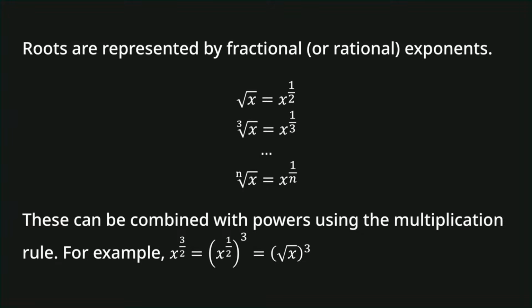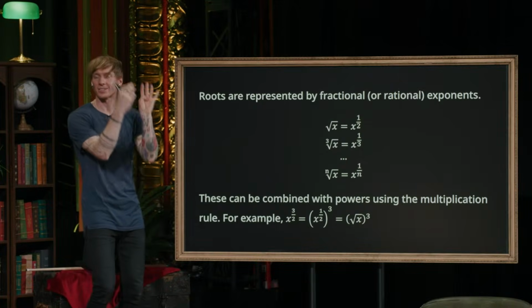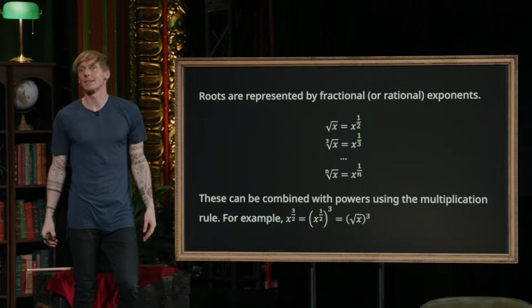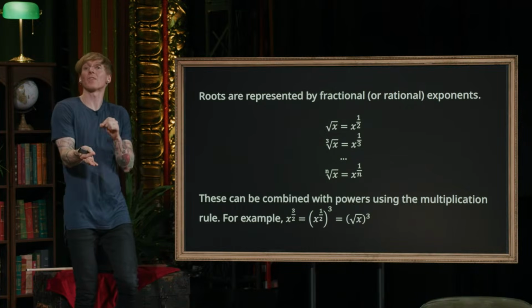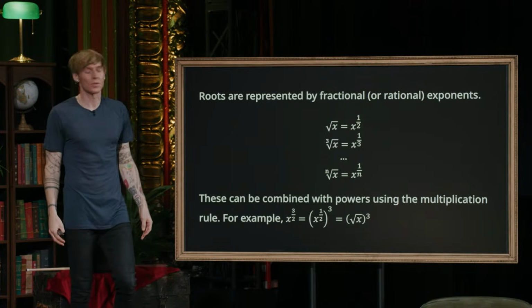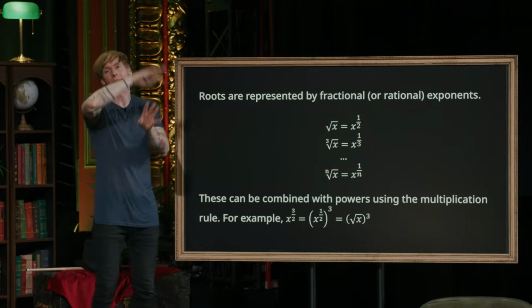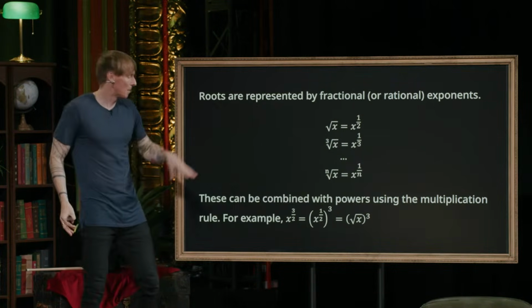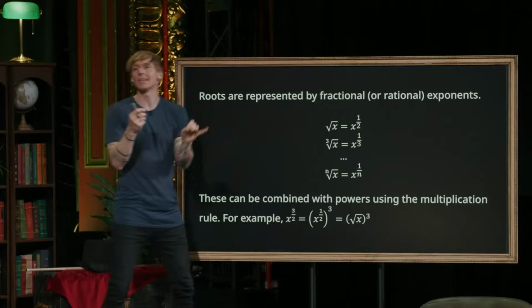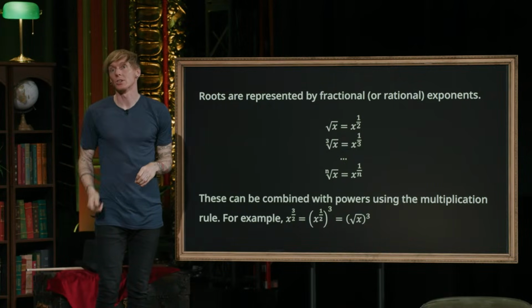But then we can put the 3 outside using the multiplication rule. So what we end up with, x to the 3/2, is actually just the square root of x cubed. So it's telling you to take the square root and then raise it to the power 3. You can, in fact, do that in the opposite order if you wish. So you could do x cubed, x to the power 3 first, and then square root the whole answer. But again, the fraction is just telling you which operations to use.